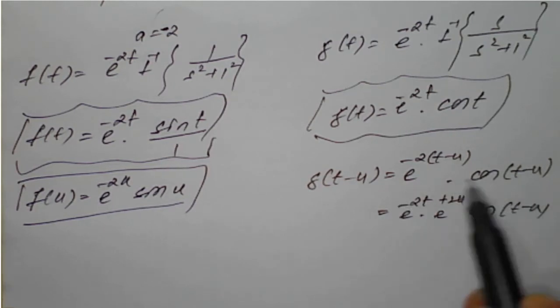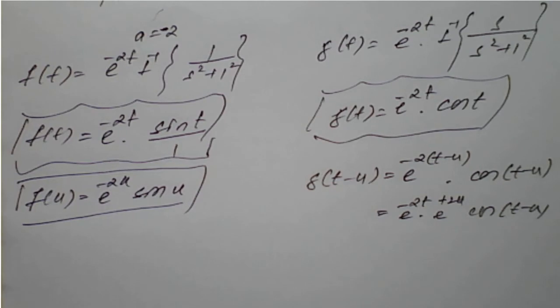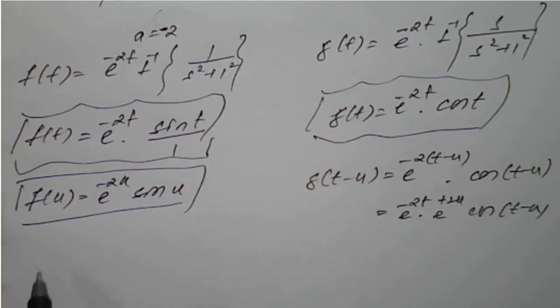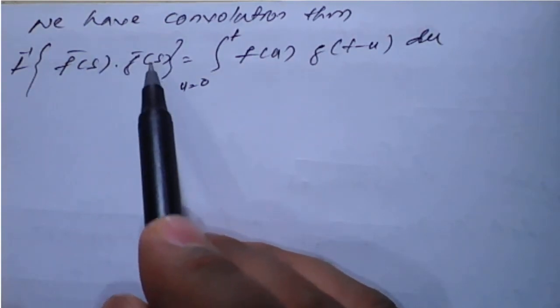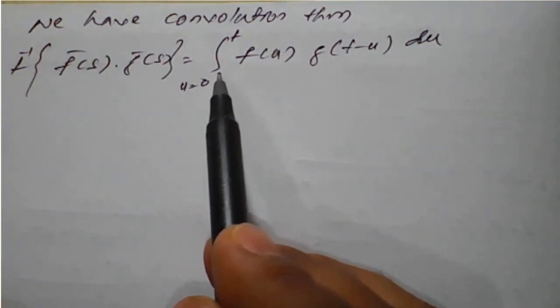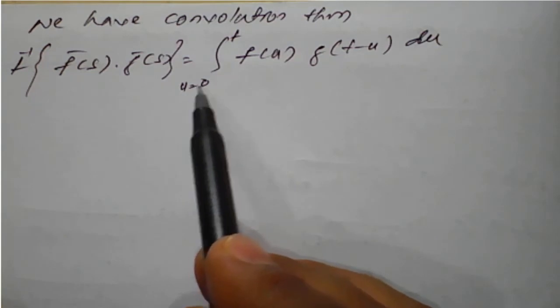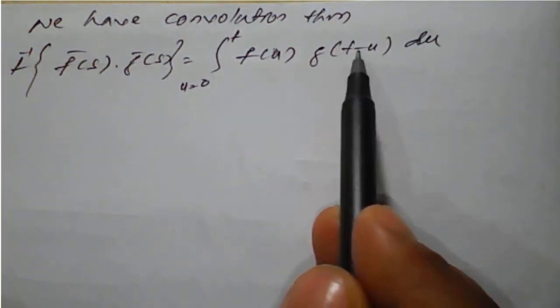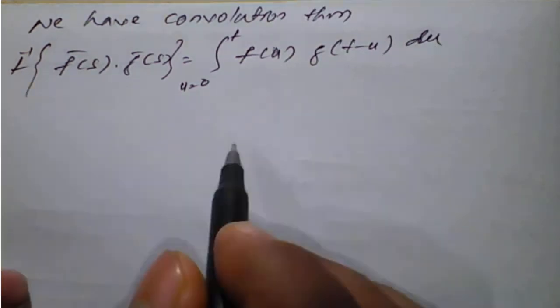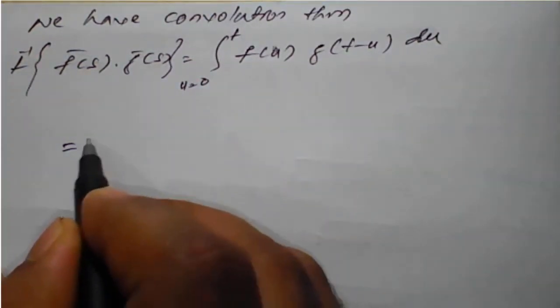Which one we use, the first one or the second one, we'll see in the situation. So now, by the theorem of convolution, we have the convolution theorem: inverse Laplace of f dash of s into g dash of s is equal to integration 0 to t, f of u into g of t minus u du. So we'll apply here; the left hand side we will apply later, so the right hand side.